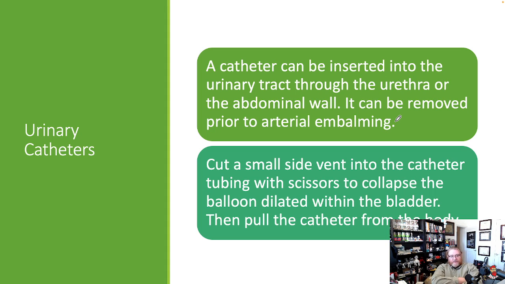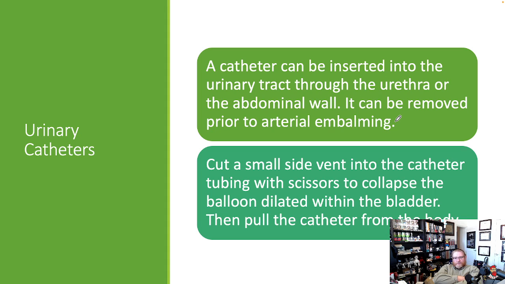Urinary catheters. A catheter can be inserted into the urinary tract through the urethra or the abdominal wall. It can be removed prior to arterial embalming. Cut a small side vent into the catheter tubing with scissors to collapse the balloon dilated within the bladder, and then pull the catheter from the body.